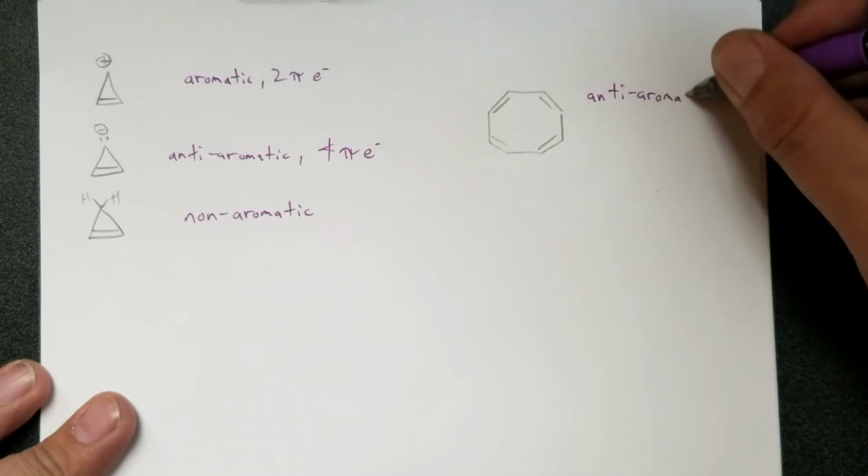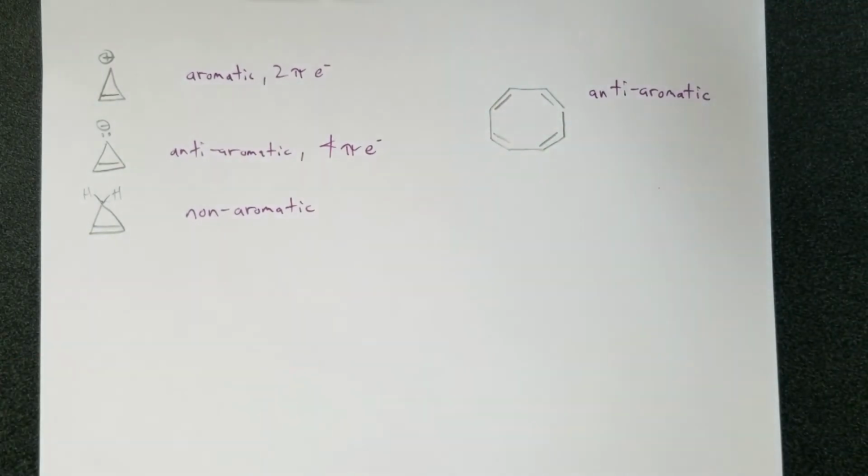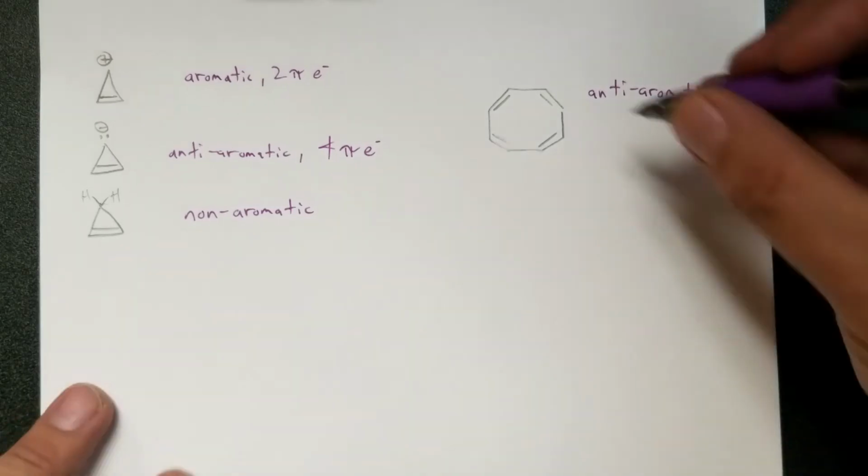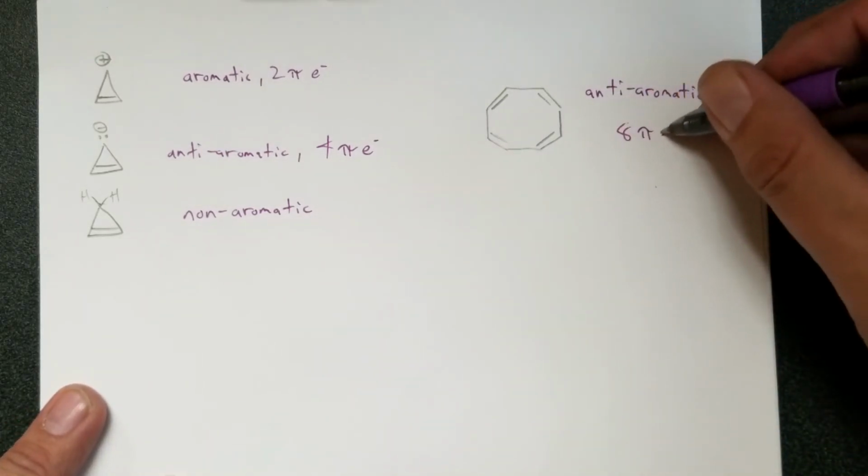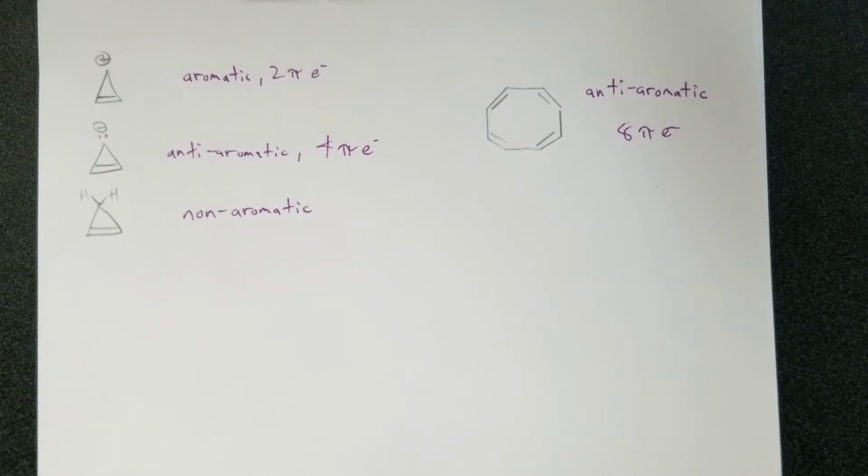Nature does not like this, so what nature will do, it'll actually curl the molecule where you would expect it to be planar, but the curl is happening because it wants to get rid of this anti-aromaticity. It is not favored. Is it 8? Yeah, 8 pi electrons here. Yep. So 8 pi electrons, that is a non-magic number that ends up being anti-aromatic.